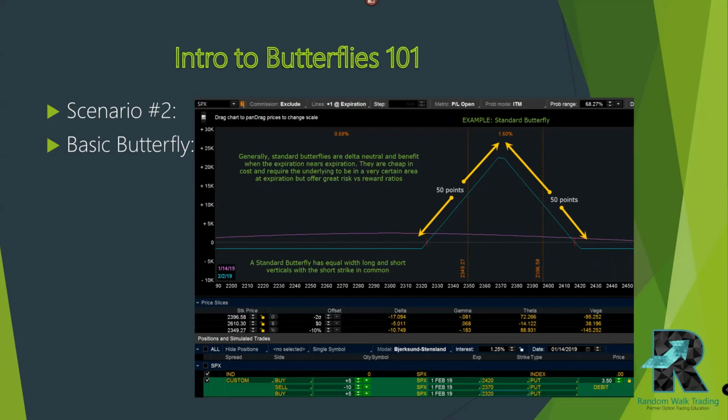Each has its own purpose, but a butterfly is going to have the same short strike in the long spread and the short spread. In this case, the 2370 is the short strike in our butterfly, and that's why we get the little tent there at the 2370. If we sit there at expiration, we can make our maximum reward.